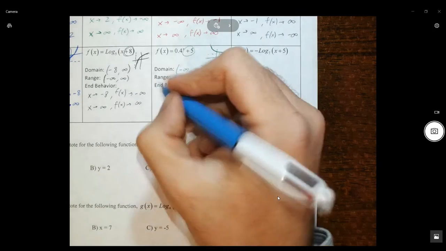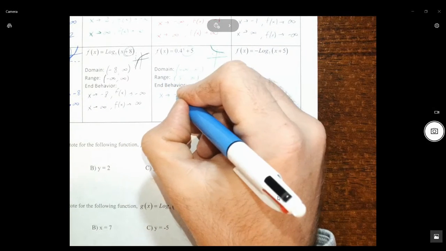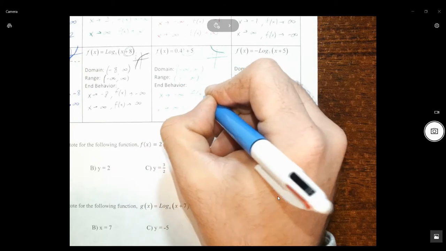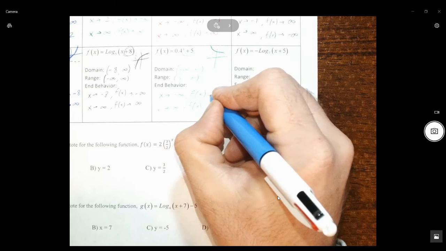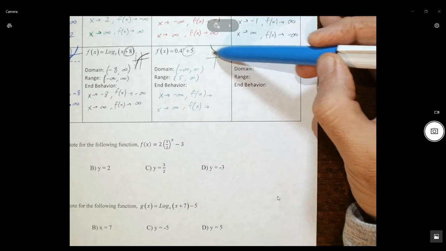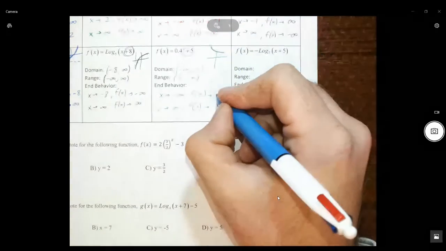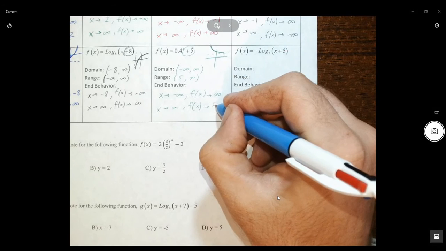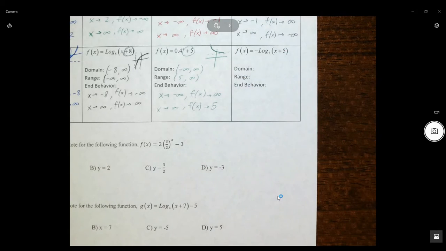Okay, end behavior, as x approaches negative infinity and as x approaches positive infinity, my domain values need to find the range values they pair up with. Alright, as I go to negative infinity, as I go left, I'm going up, which is positive infinity. And as I go right, I'm coming to this 5, which is my floor.